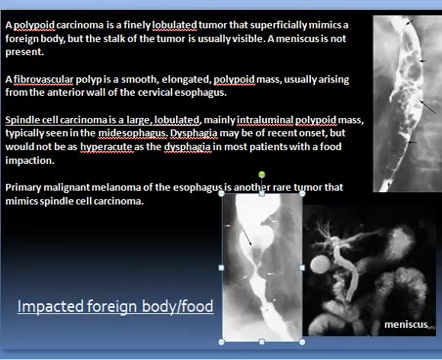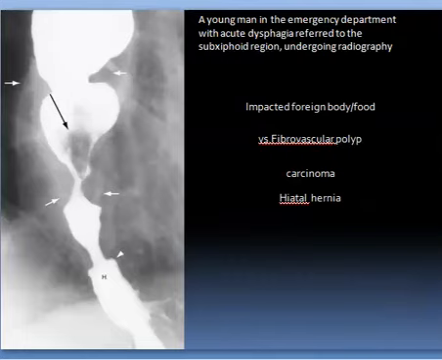And consider foreign body over a malignant process in a dilated esophagus, as here, but sometimes foreign body impaction can also occur in cases of scleroderma. This is the same, showing impaction of the foreign body, versus a polyp, then malignancy, then the hiatal herniation.